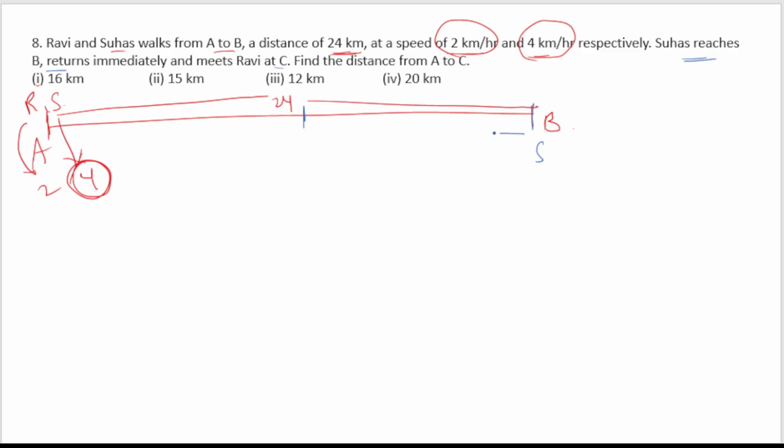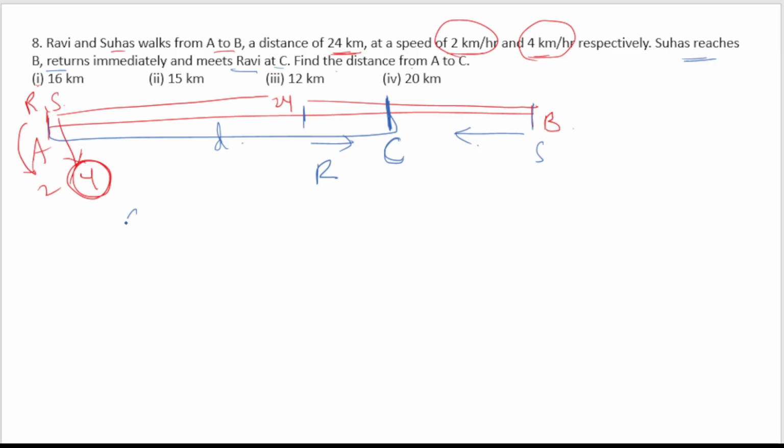And again Suhas will return back. Ravi is also traveling towards B. So when these both meet, they will meet somewhere here at this point. Okay, and meets Ravi at C. This point is C. Find the distance from A to C. We have to find the distance from A to C. Okay, we will assume this as D.